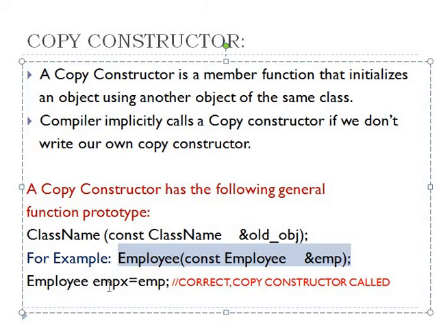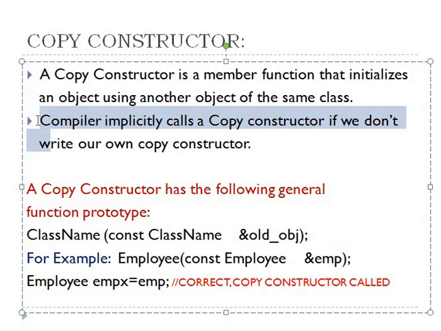So here in this case, if we do not write this copy constructor, still this statement is going to invoke the copy constructor, and that will not be this copy constructor. Instead it shall be the copy constructor which will be implicitly called by the compiler. So the compiler implicitly calls a copy constructor if we don't write our own copy constructor.